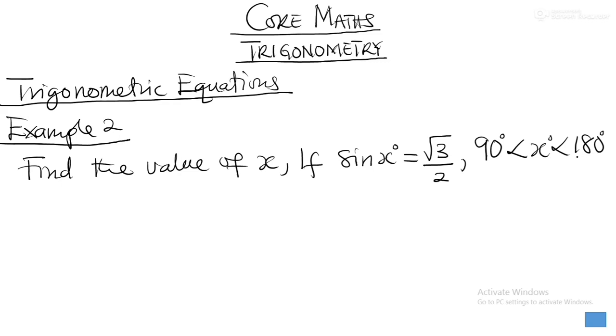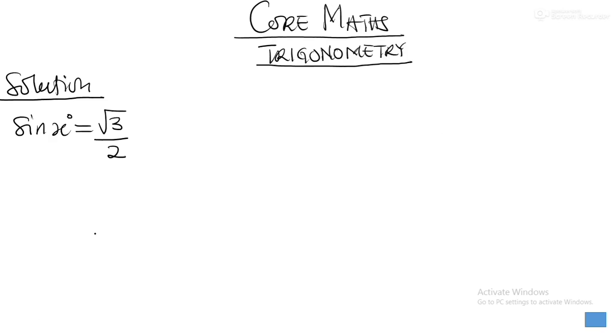So it means that we'll focus on what? The value of x in the what? Second quadrant. Good. So let's look at the solution. Right. So sine x degrees is equal to root 3 on 2. So here x degrees will be equal to sine inverse of root 3 on 2. Then we close the bracket.